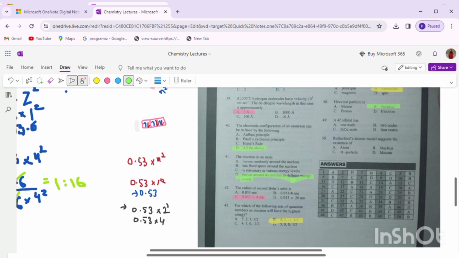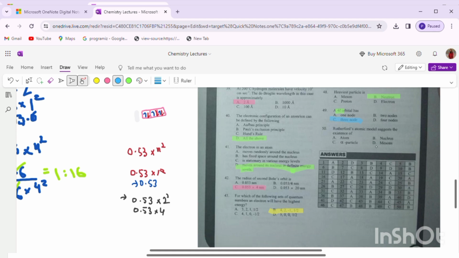49: the 4f orbital has, of course they are asking us about nodes here, so the 4f orbital will have 3 nodes, right? Last but not the least, Rutherford's atomic model suggests the existence of, again, the nucleus, right?